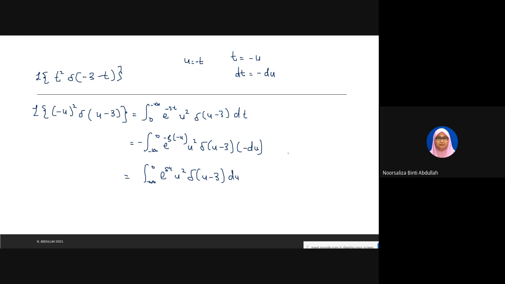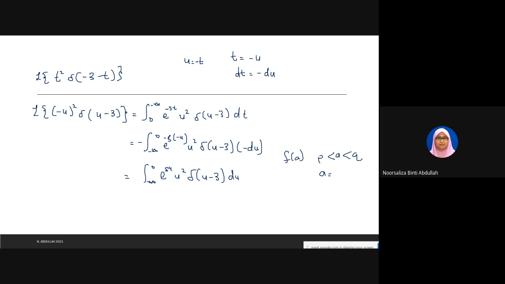Sampai sini kita boleh pilih nak guna FA, dengan syarat A mesti antara P dan Q. A must be between P and Q. Then we can use FA. So what is your A from here? Apa nilai A awak?